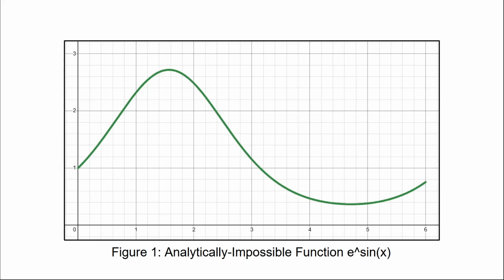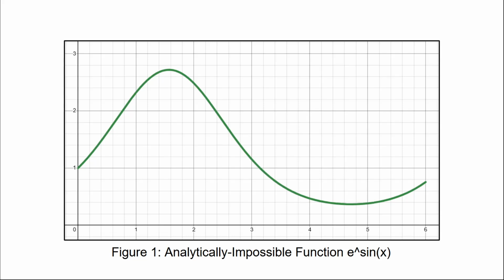Now, the idea behind Simpson's rule is that we want to approximate the area under a curve, given an analytically impossible function like the integral of e to the sine of x. This function is not possible analytically because there's no method we know of that can solve it. You can't do integration by parts, you can't do a substitution, you can't do anything with it.